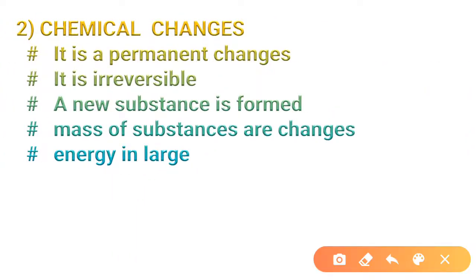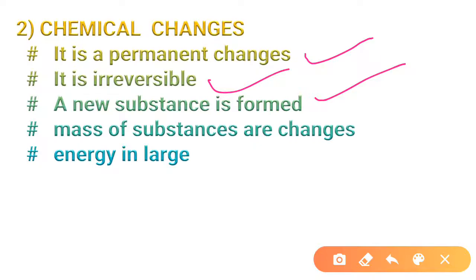So next one, today we are seeing chemical changes and also examples of both physical changes and chemical changes. So what are chemical changes? A chemical change is a permanent change, so you never get it back. It is also irreversible, not reversible. A new substance is formed.